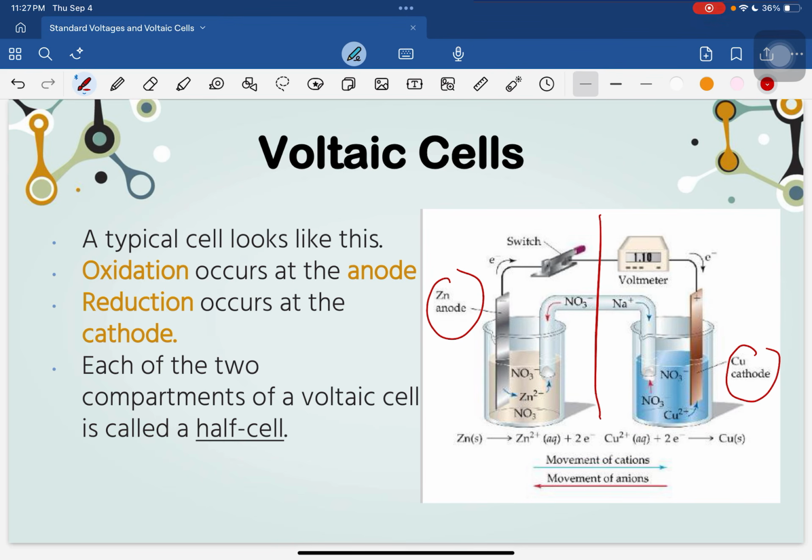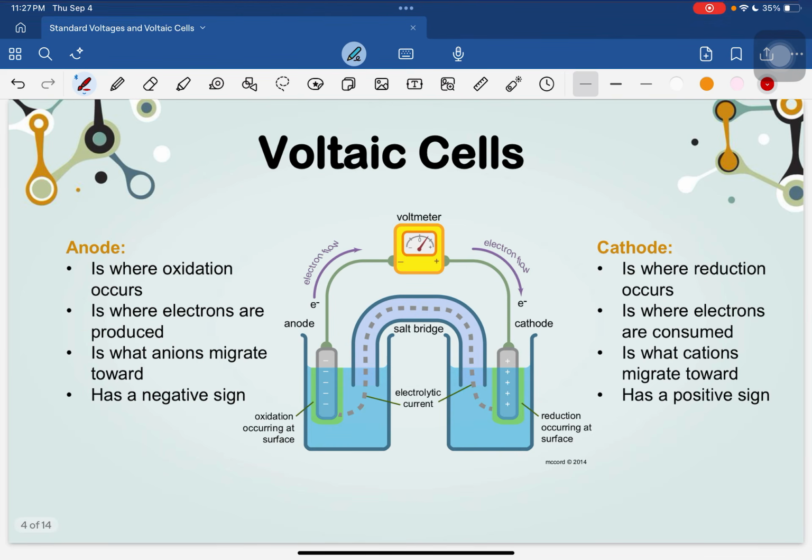Looking at it, the movement of cations will be from left to right, and the movement of anions will be from right to left. In detail, let's see the importance of the anode and the cathode. The anode is where oxidation occurs. This is where electrons are produced. It is what anions migrate toward, and it has a negative sign.